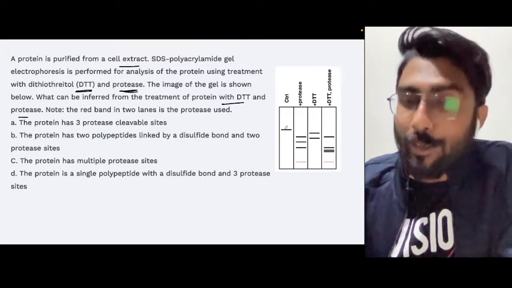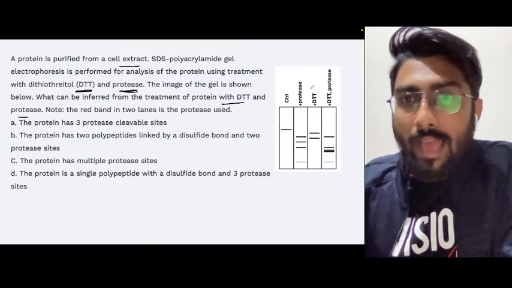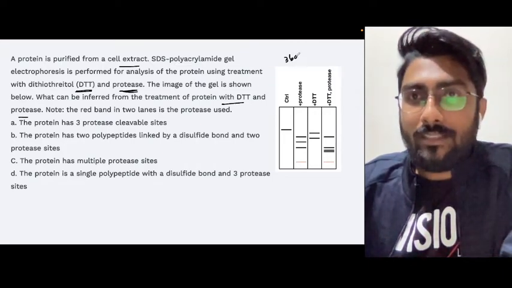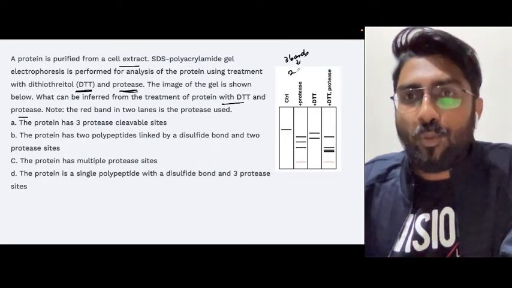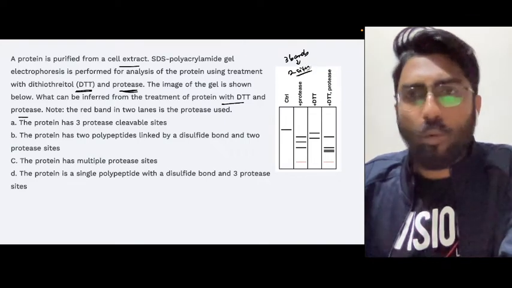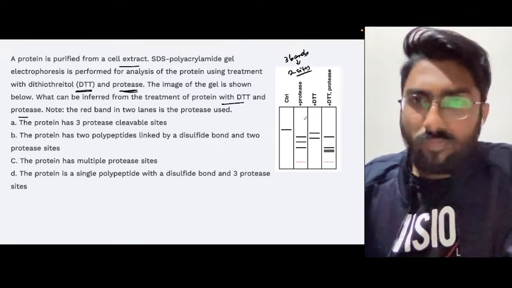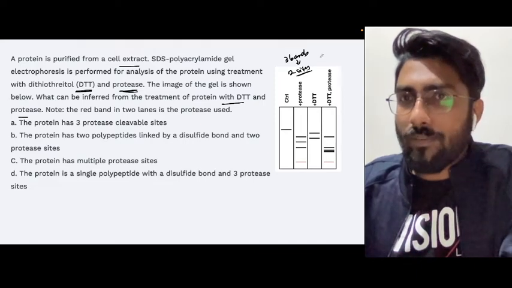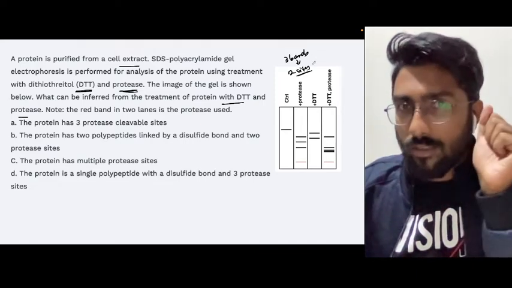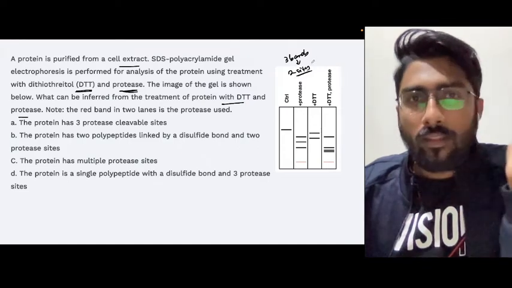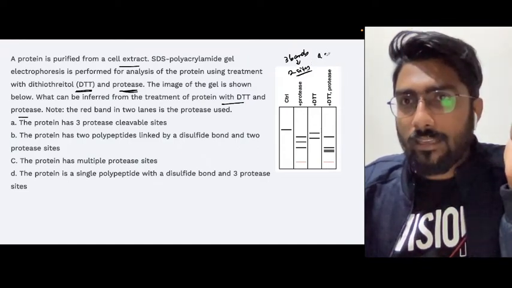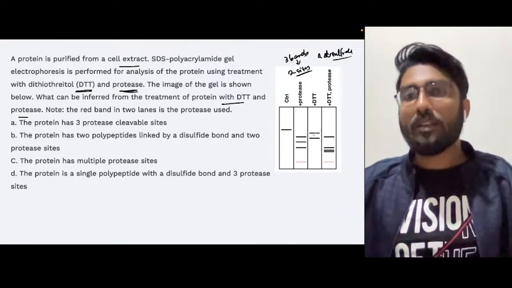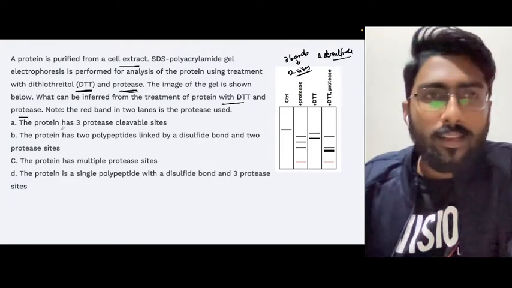See, so this is the control. This is a normal protein. When we are having the proteases, it will get three bands. So three bands means there will be two sites for proteases. Next, if we are treating with DTT, it will get two bands. So DTT will break the disulfide bond, right? So how many disulfide bonds will there be? A single disulfide bond. That's why we get two bands, right?